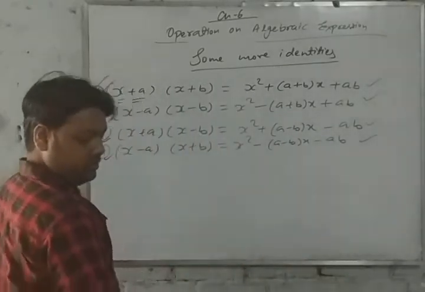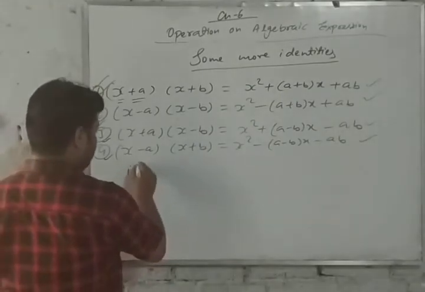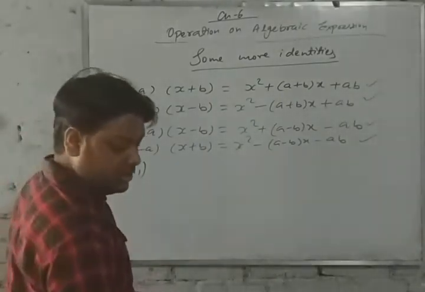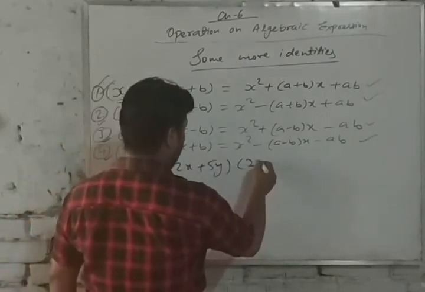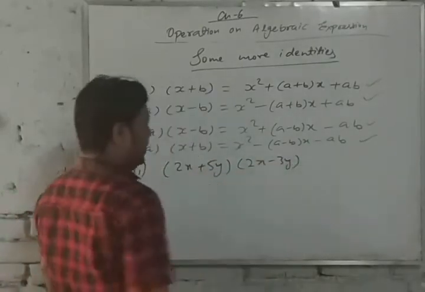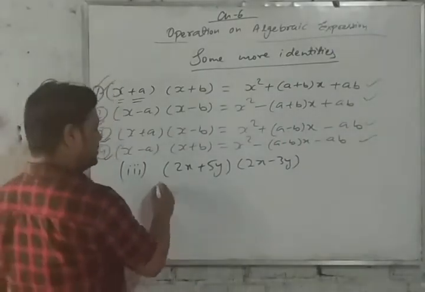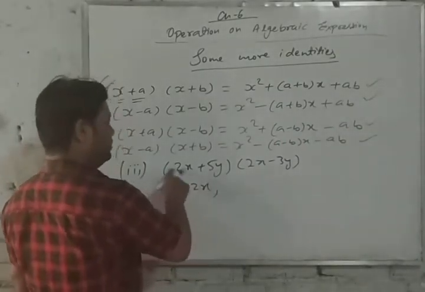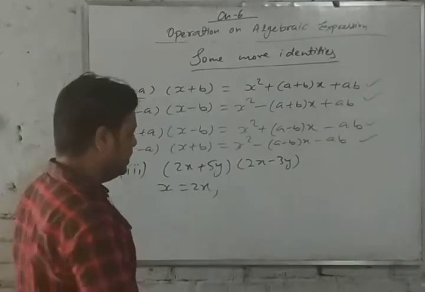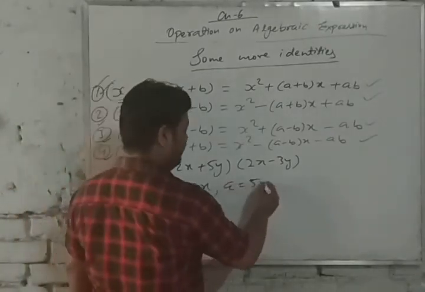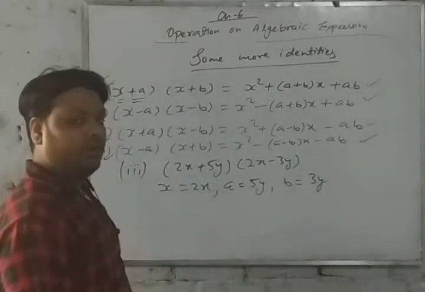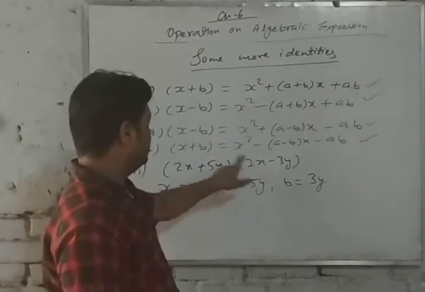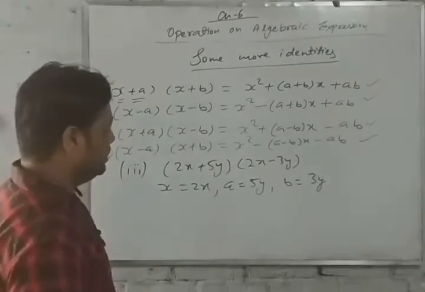Now third, if the question is 2x plus 5y and 2x minus 3y, here you can say that the value of x is 2x. Instead of x we will write 2x, instead of a we will write 5y, and instead of b we will write only 3y. And which formula will we apply? First plus then minus, that is this one. The third identity we will apply.